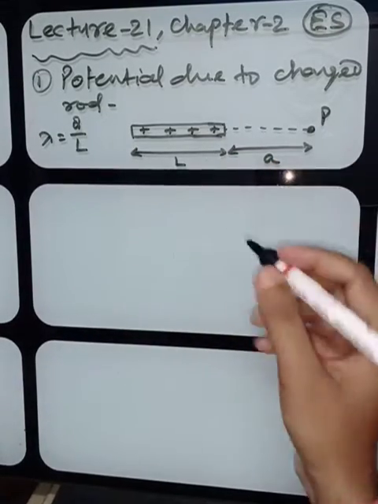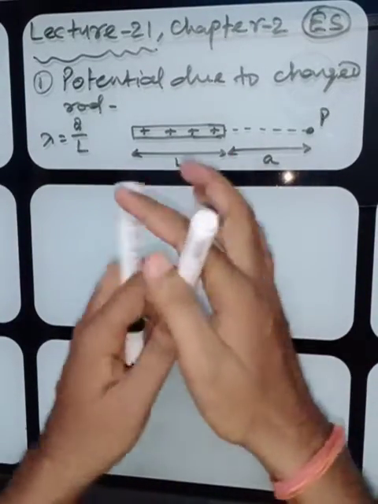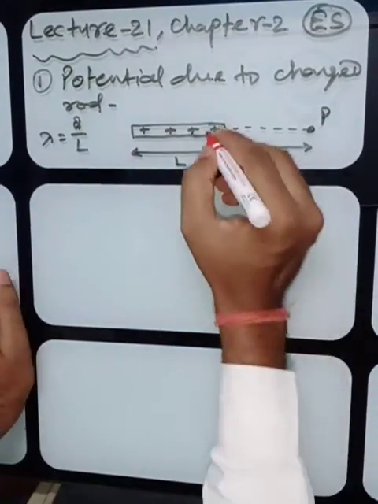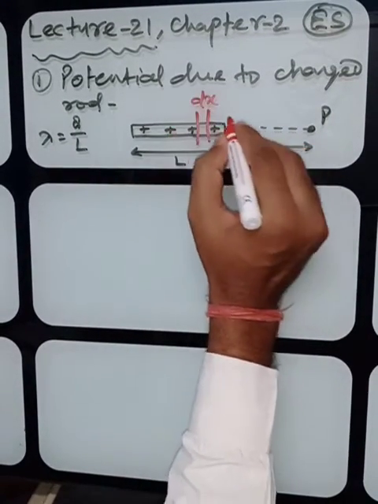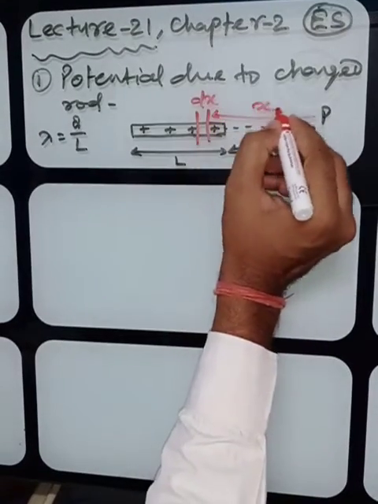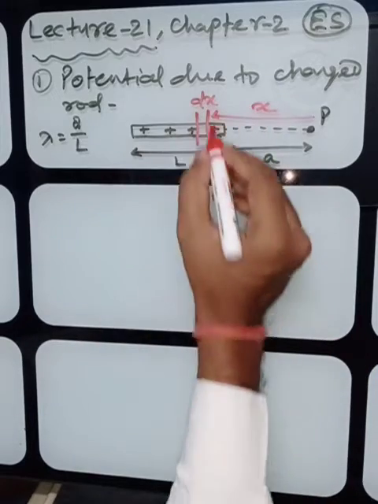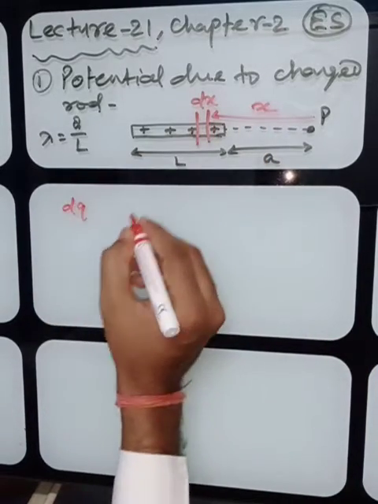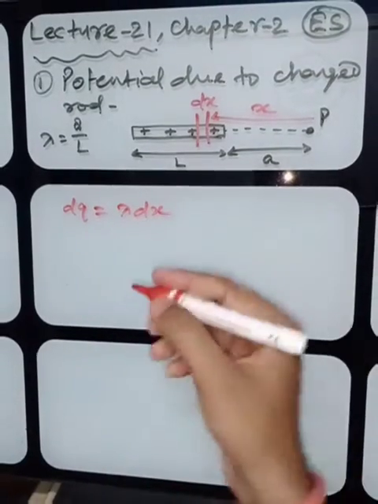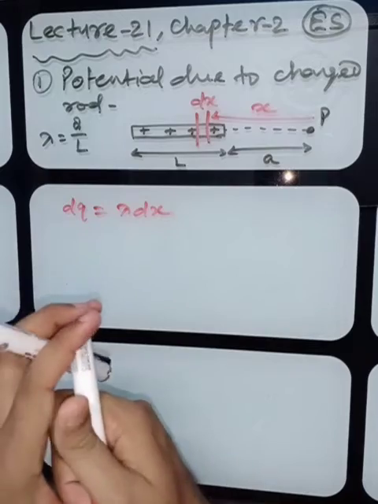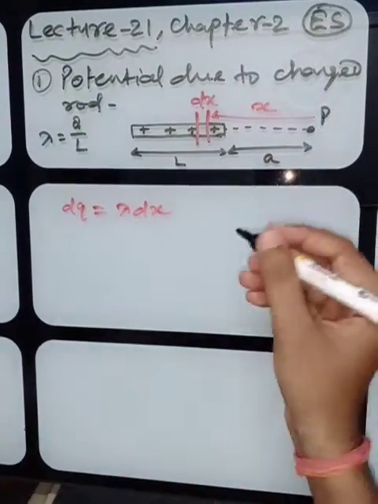What have we done, my dear students? We took an elemental section of this rod, of length dx, which is at distance x. We can find the charge of this elemental length as lambda dx. I hope, students, you have worked hard at home so that you can understand; this is very easy for you now.